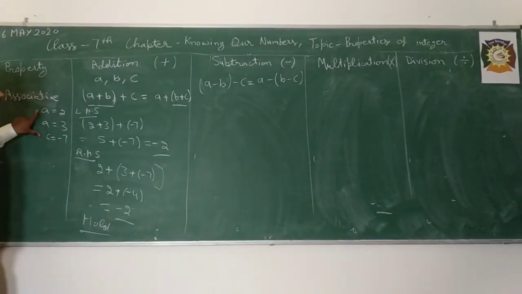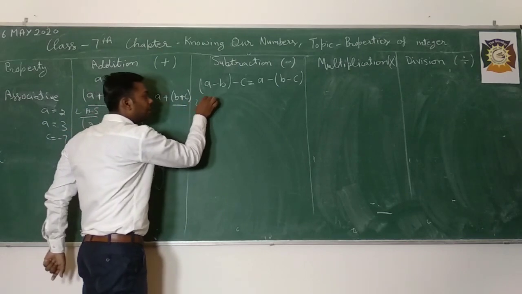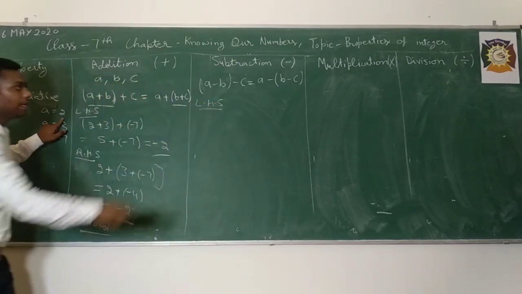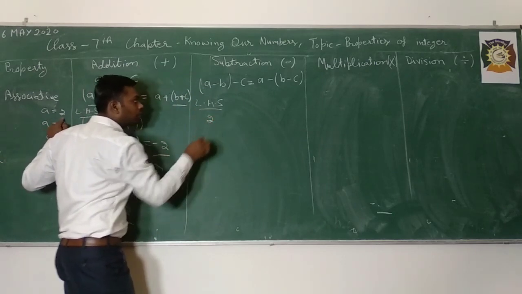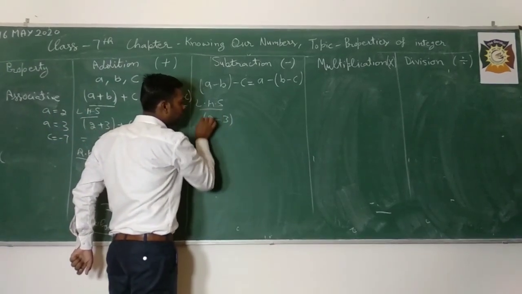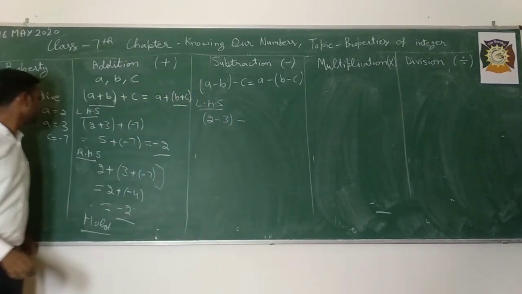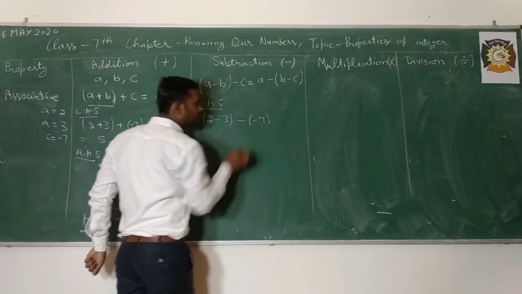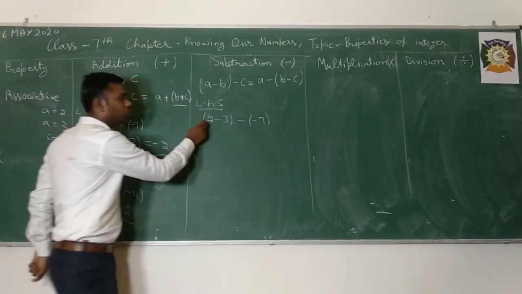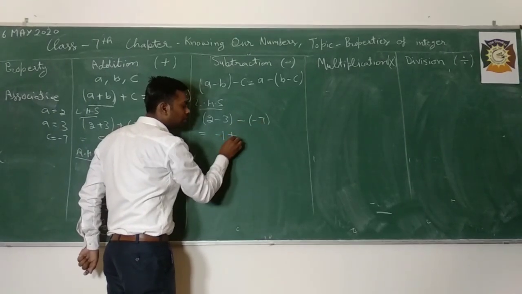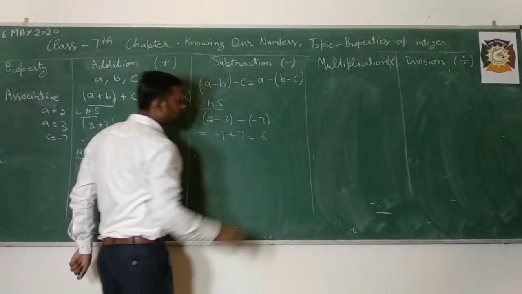Let's try with the same example. Left hand side, put a equal to 2 minus b equal to 3 and minus c equal to minus 7. Calculate it. 2 minus 3, that is equal to minus 1, minus minus 7 becomes plus 7, that is equal to 6.